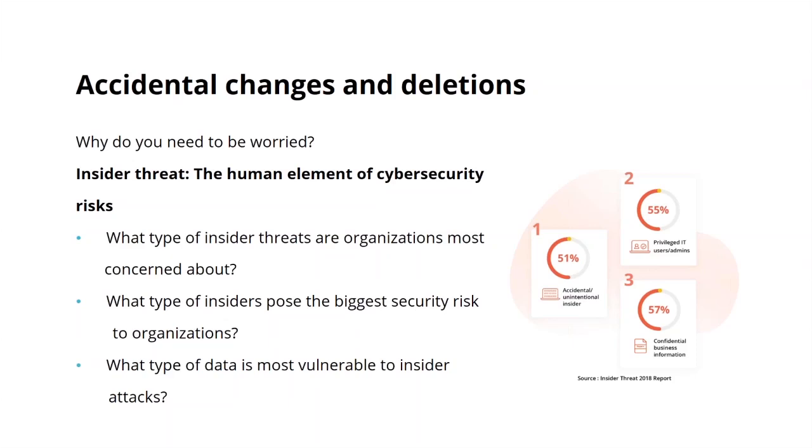Because as you can see from the report that I have mentioned here, around 51% of the time organizations are worried that the security of the organization is compromised because of accidental or unintentional insiders, and 55% of the time privileged users or IT admins are the biggest security risk to the organization. And like you can see that most of the time confidential business data is at risk. So how do you avoid that?